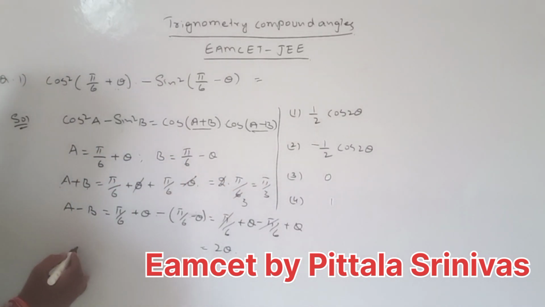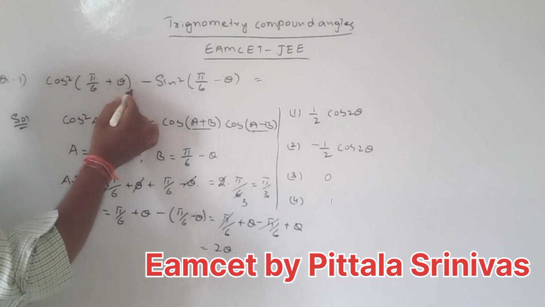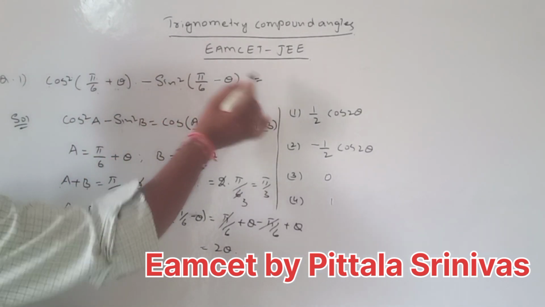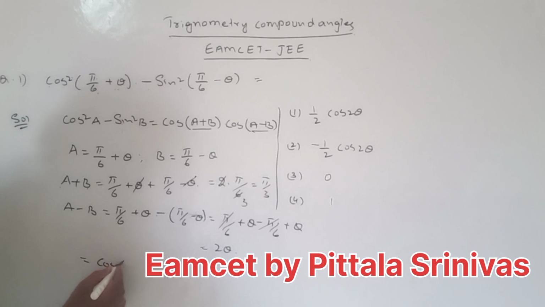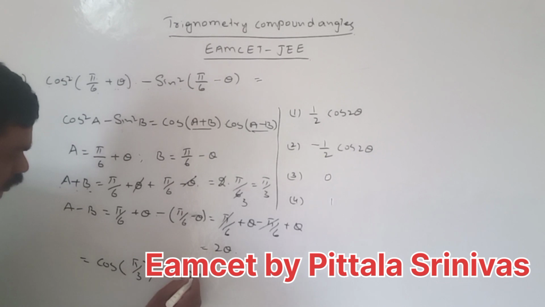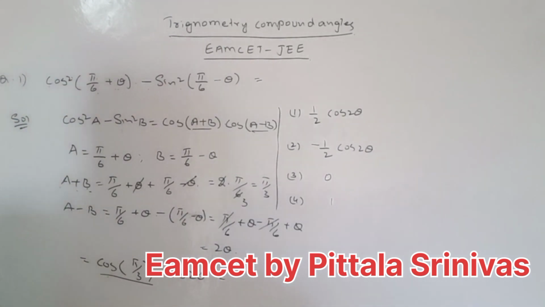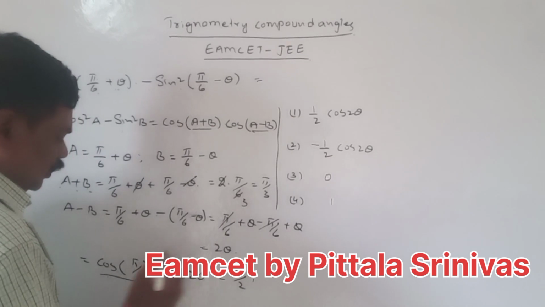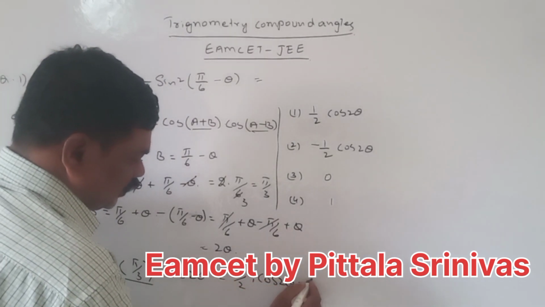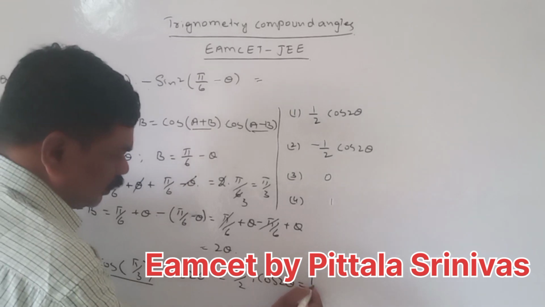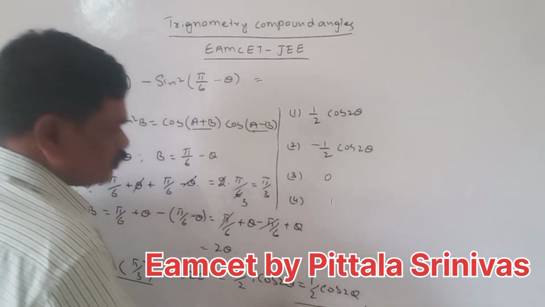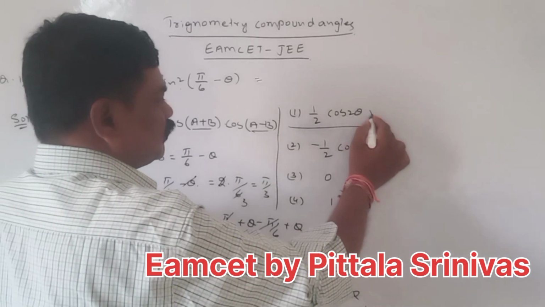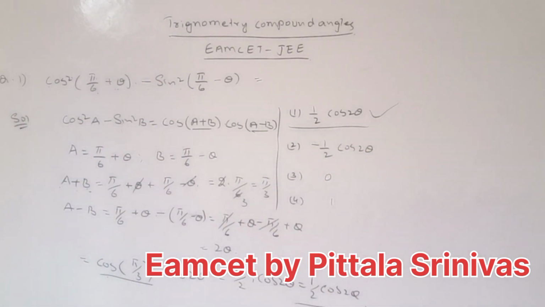Then what we will have? Answer: cos²(π/6 + θ) − sin²(π/6 − θ) is equal to cos of A + B, that means π/3, into cos 2θ. Cos π/3 value, cos 60 degrees. Cos 60 degrees is equal to what? 1/2 into cos 2θ, is equal to 1/2 cos 2θ. So we have the options. So option 1 is the answer. Okay, all of you.